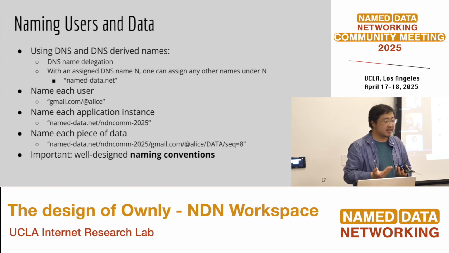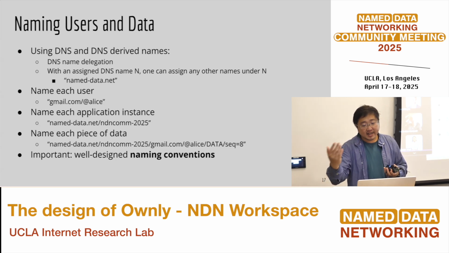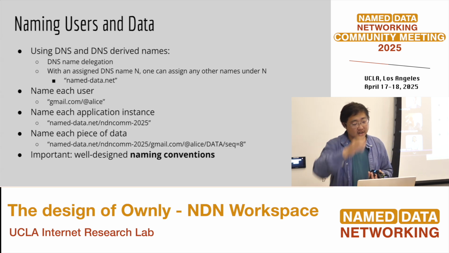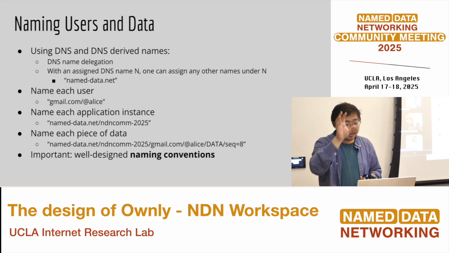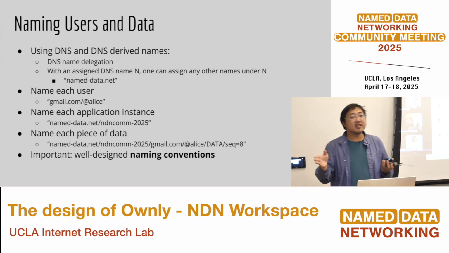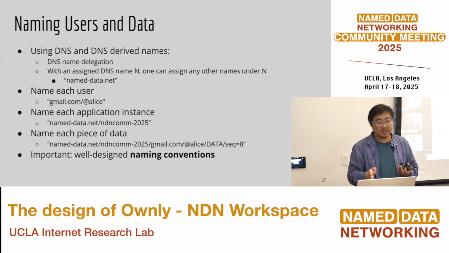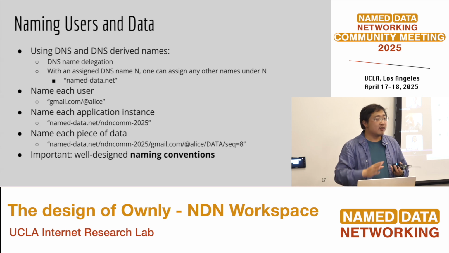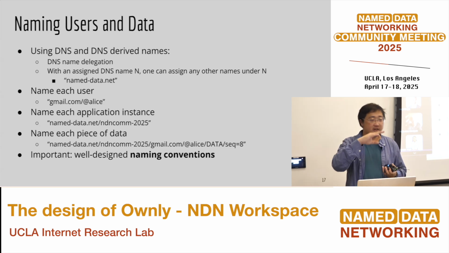And if you have the workspace name and the username, you can name your data under your name. Say your user is added in the Ownly workspace, the NDN name would be data.net, NDN comp 2025, with your username gmail.com @Alice, with the data, and then a sequence number, so this name is uniquely identified and added in the whole workspace. The whole point of doing this is that if we can use some naming convention to structure our data, it can help our forwarding and security. We will talk about that very soon.